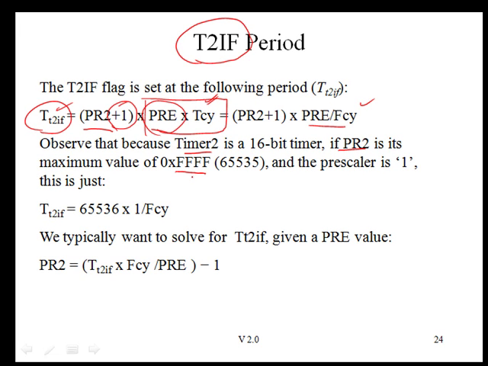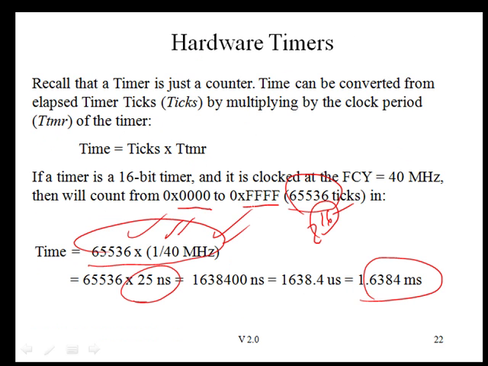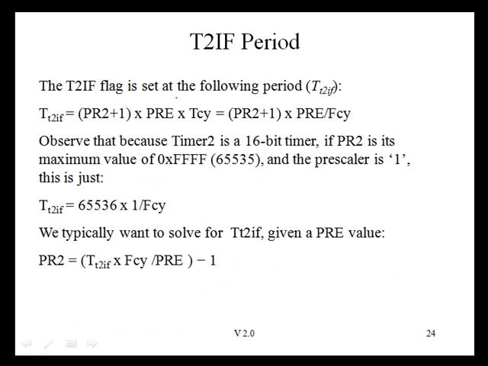Both timer 2 and PR2 are 16-bit registers, so the maximum value you can write to PR2 is 0xFFFF, which is 65,535. If we plug that into this equation and add 1 to it, we get 65,536, which is equal to 2 to the 16th, and this equation here is exactly equal to the equation that we used back here.